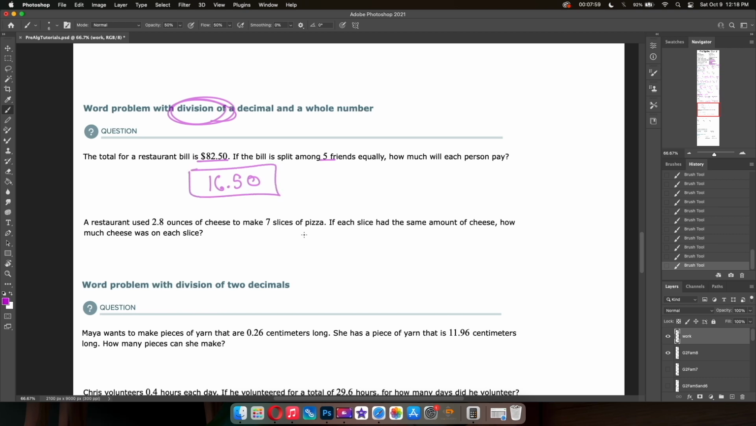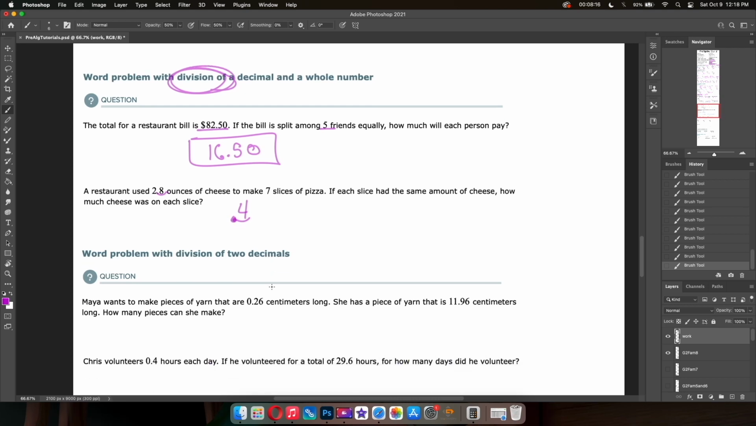2.8 ounces of cheese to make 7 slices of pizza. So 2.8 divided by 7. So that's, I don't even need a calculator. That's just 28 divided by 7, which is 4. Move the decimal over to get 0.4. It's going to be your final answer.